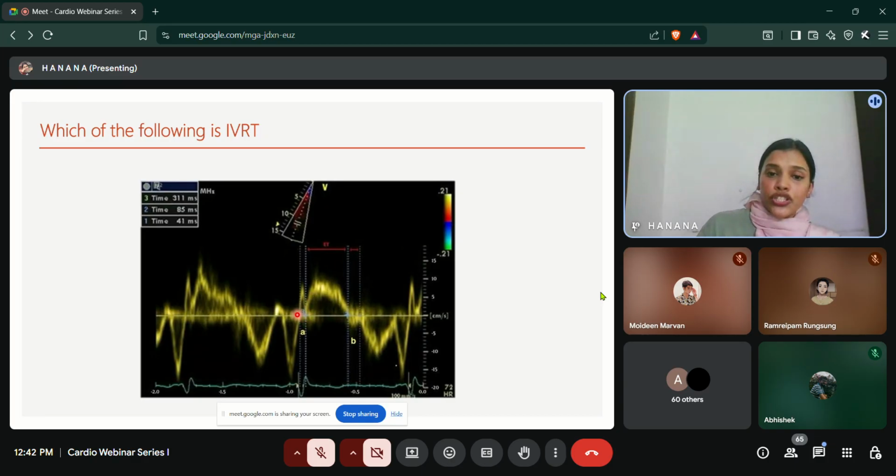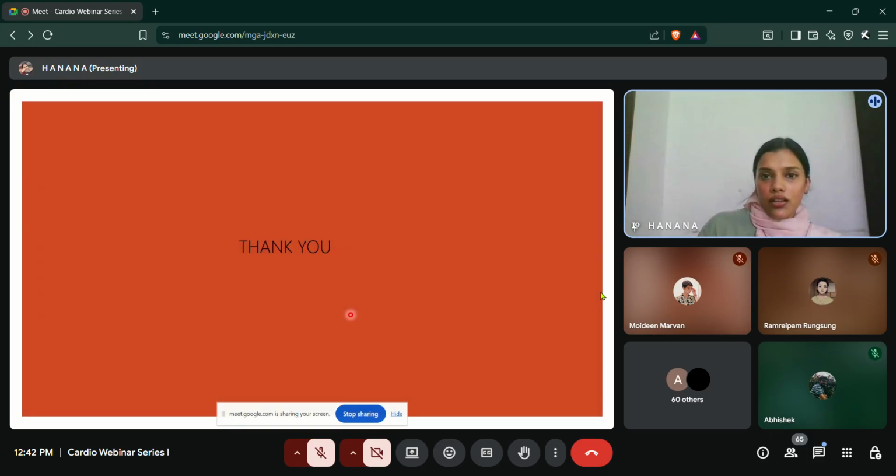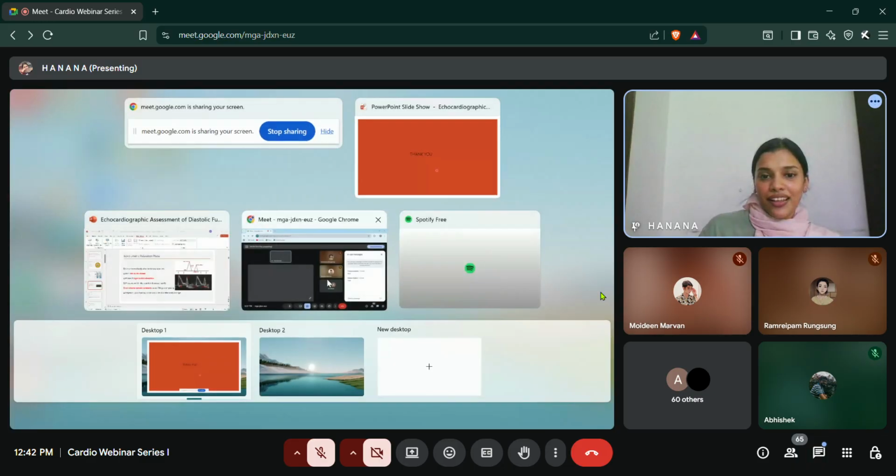Between the mitral valve closure and the aortic valve opening is called the isovolumetric contraction time. It is actually a phase of systole, not the diastole. So don't get confused between the IVCT, isovolumetric contraction time, and the isovolumetric relaxation time. This is the isovolumetric relaxation time. While measuring, do not measure this thing. Always measure this thing. I think that's all about my presentation.